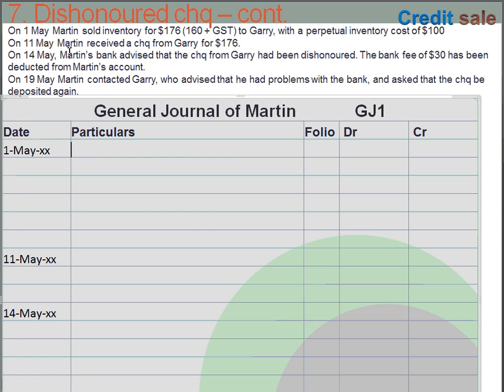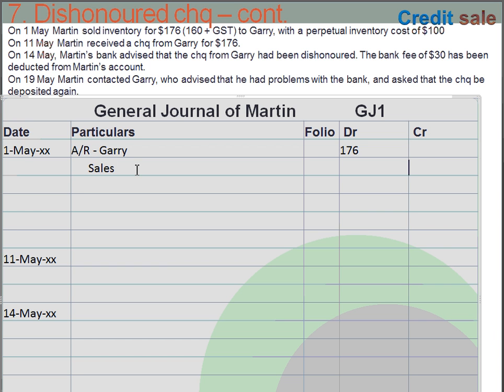So on the 1st of May, Martin sells inventory to Gary. Now, because this is a credit sale, we don't get the money in the bank account. What we do have is accounts receivable control account, or you can say accounts receivable Gary. That's what I'm gonna do. Gary. It's $176 because that's how much Gary owes to Martin.